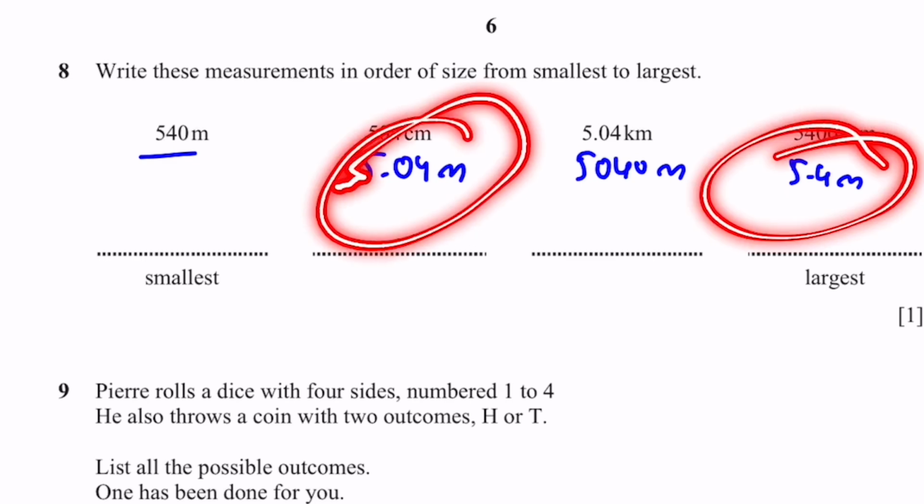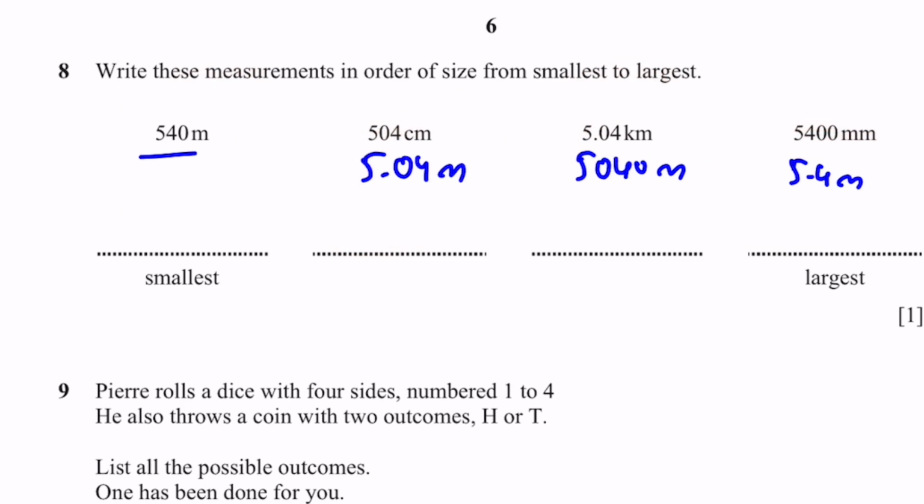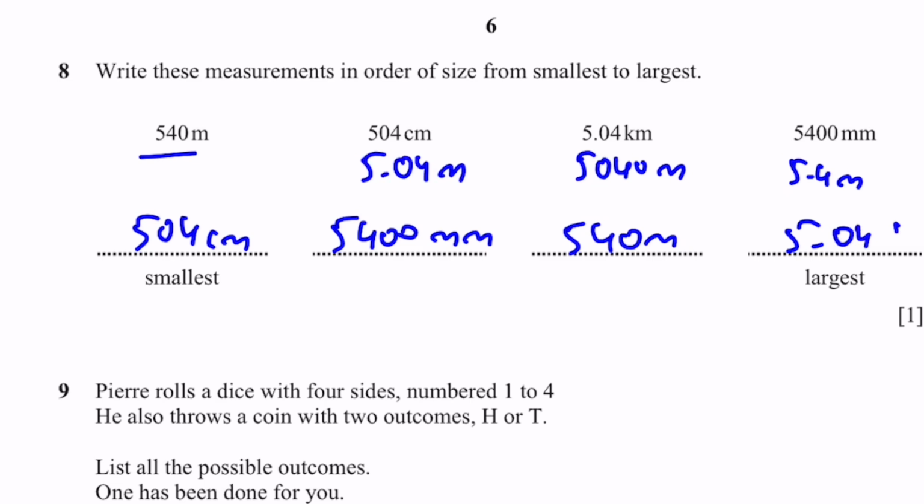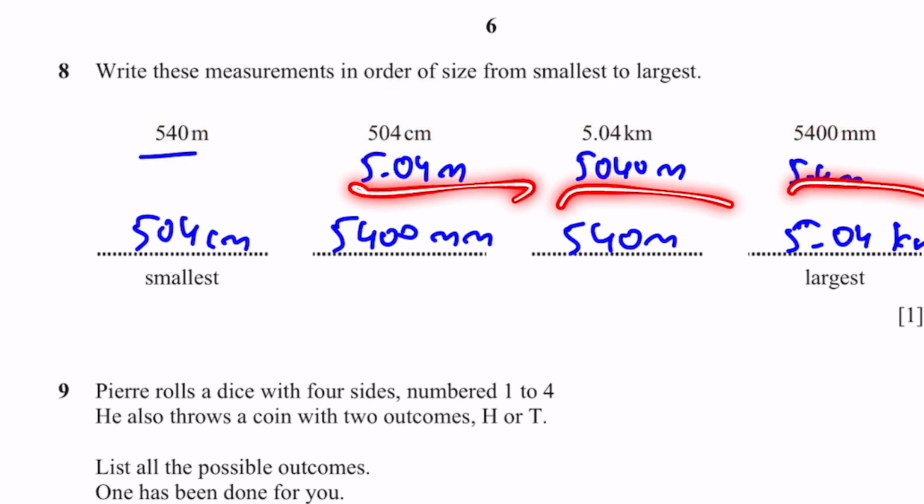Then we have this, this, and this. So let's write that down. 504 centimeters, 5400 millimeters, 540 meters, and 5.04 kilometers. Remember, you must write what is originally given in the question, in the blanks, not what you wrote for conversions.